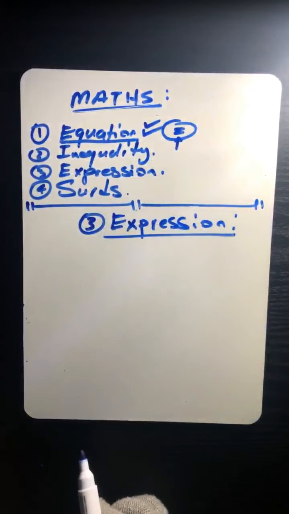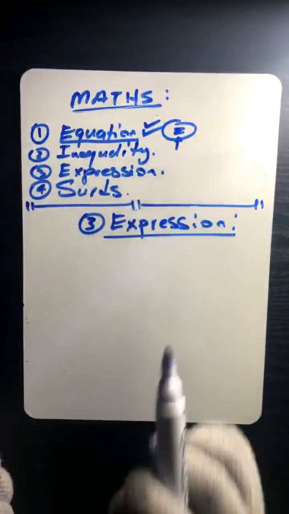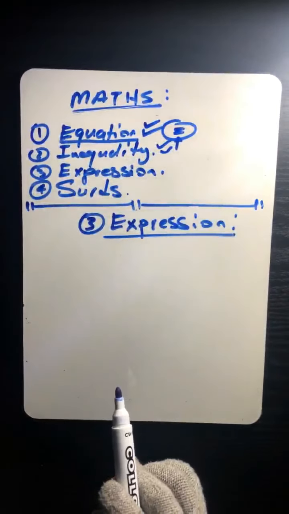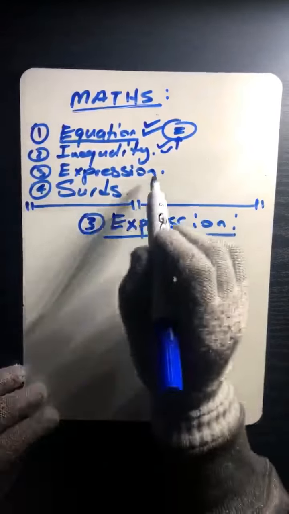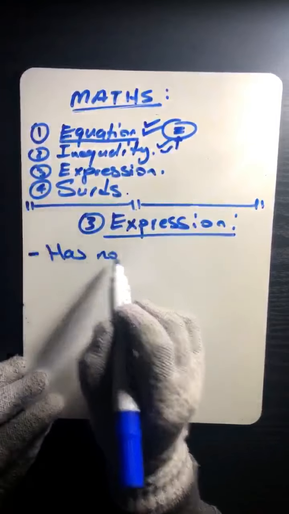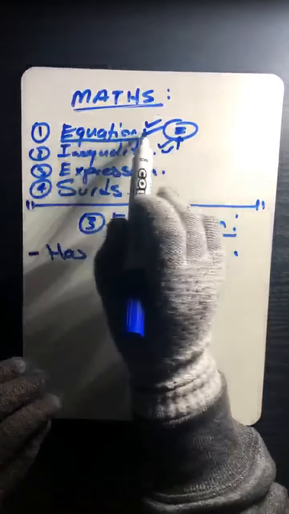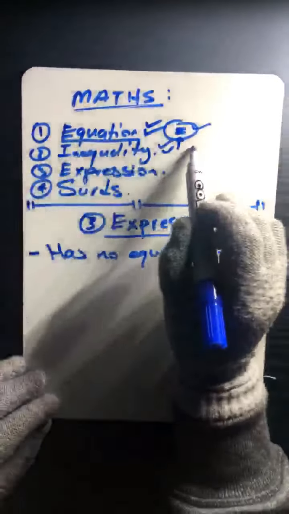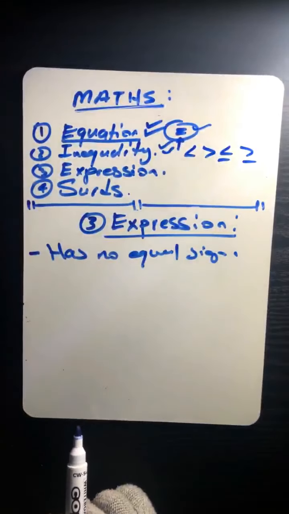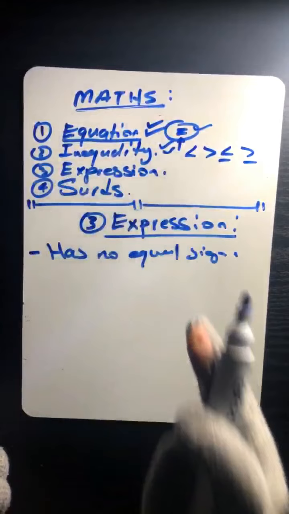Okay, so now let's move to another type of problem which is called an expression. At this point, you do understand what an equation is and what an inequality is, isn't it? So let's now focus on what we call an expression. What is an expression? Easy. It has no equal sign. With an equation, you know it has an equal sign. With inequality, it has less than, greater than, less than or equal to, greater than or equal to. Do you agree? But when it comes to an expression, it has no equal sign.